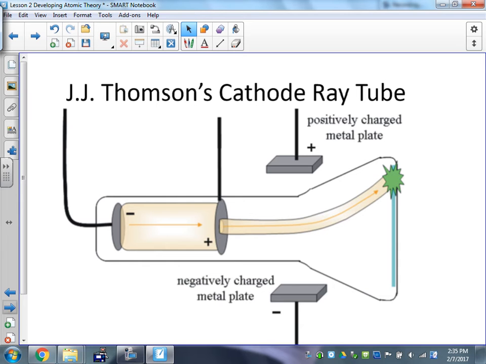His experiment was based on this. Actually, I don't think I put this in the notes, because it's not the end of the world if you don't have this, but I don't think I put this in the notes here.